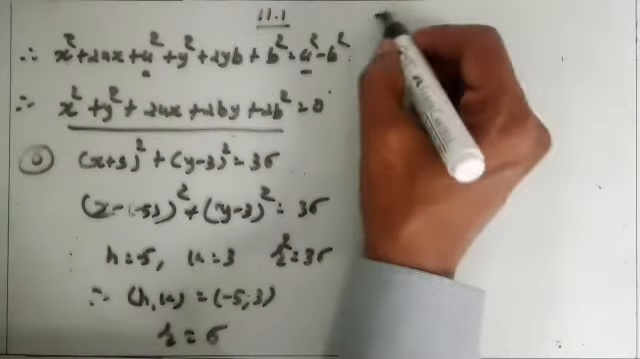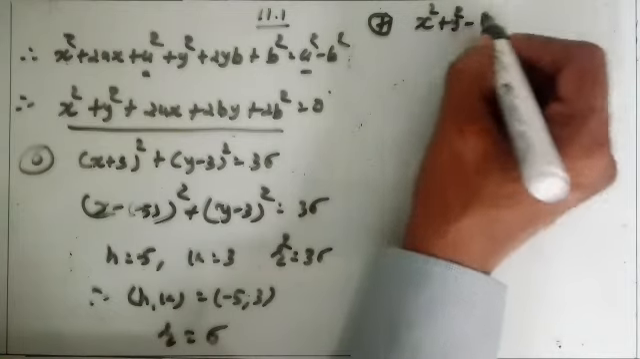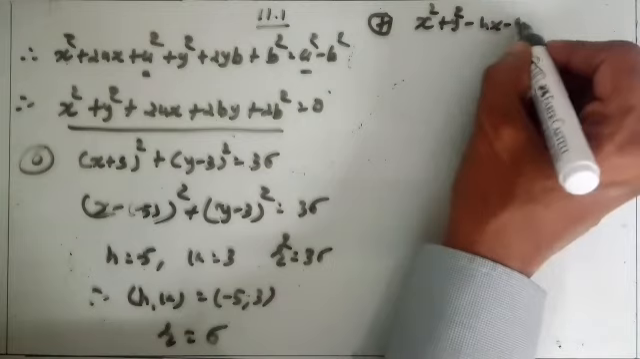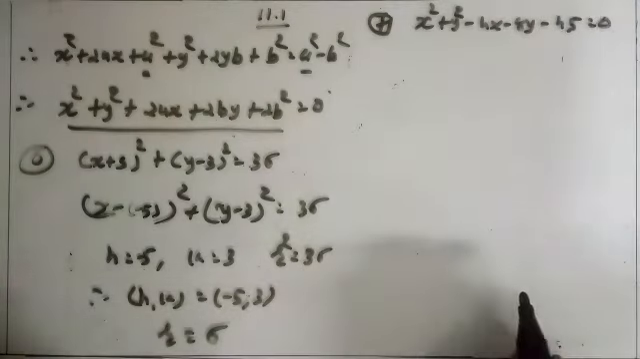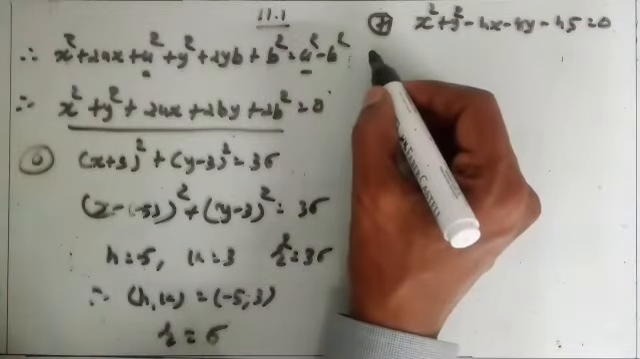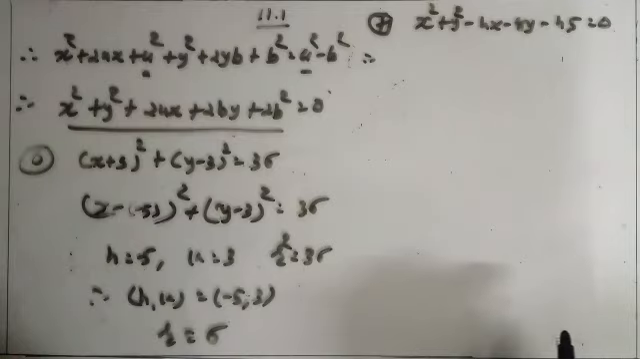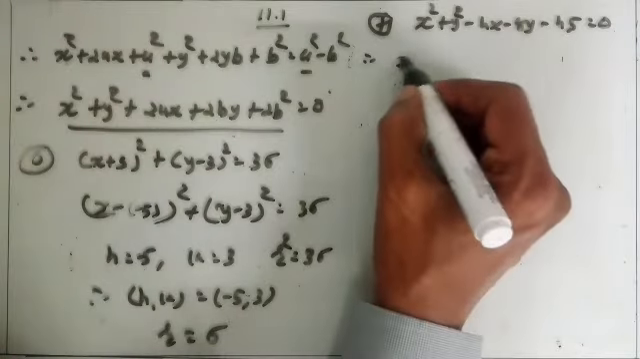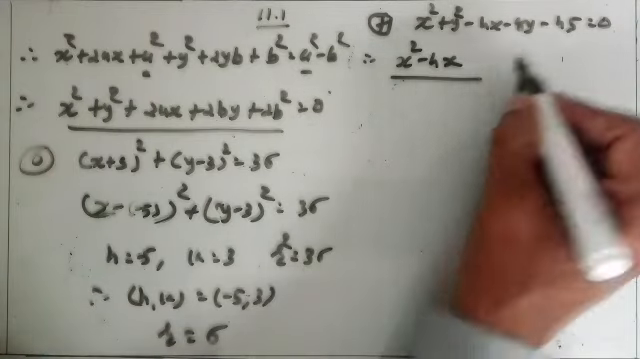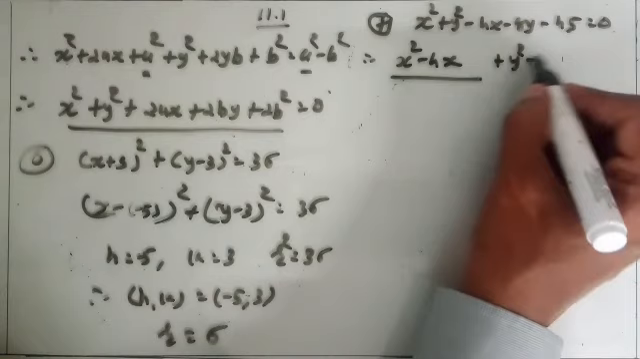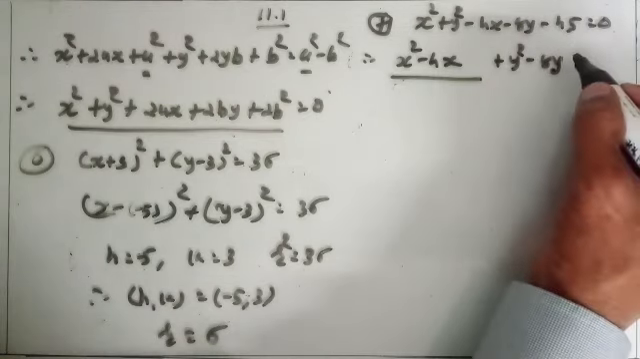Next, question 7. Here x^2 + y^2 - 4x - 8y - 45 = 0 is given. First, we change it into perfect square form. For this, arrange the terms: x^2 - 4x + y^2 - 8y, and 45 take this side.